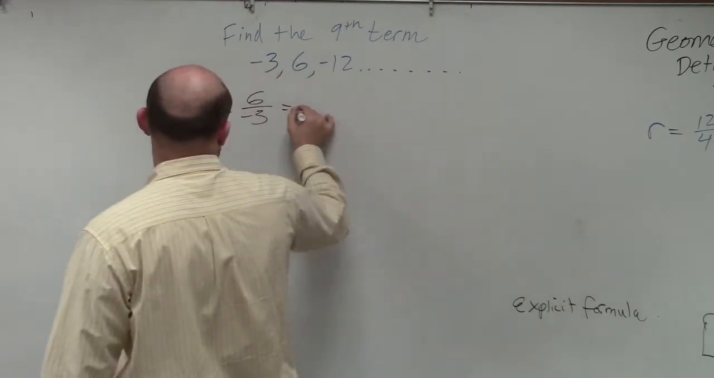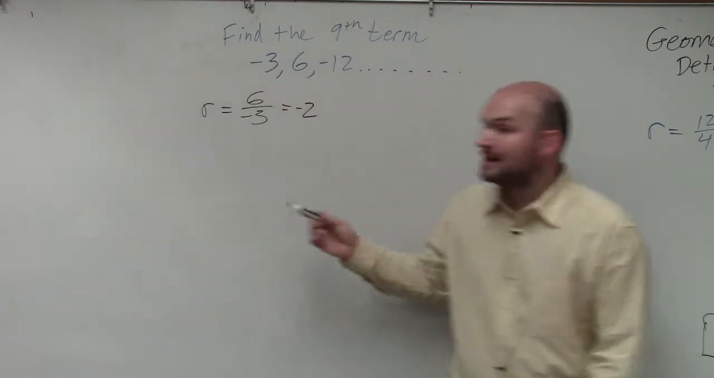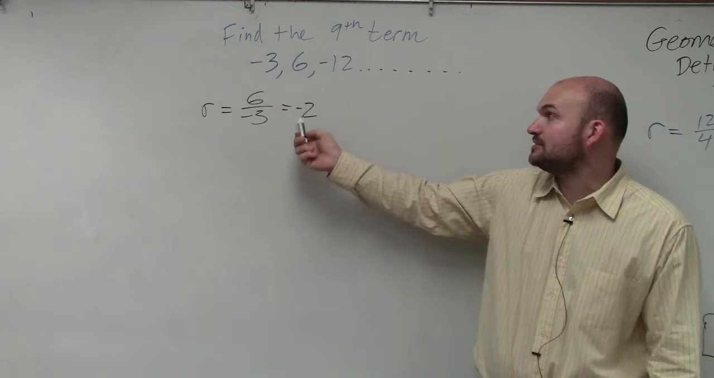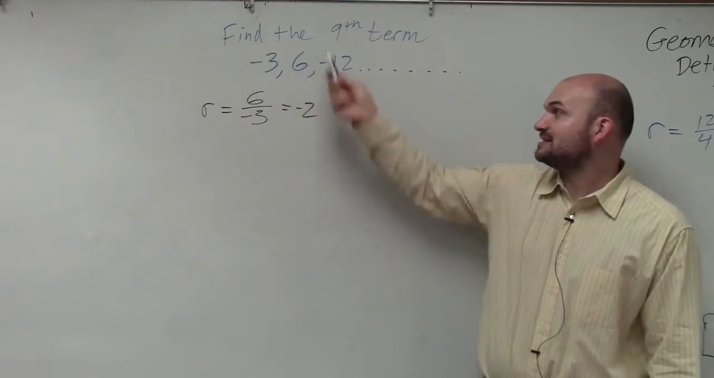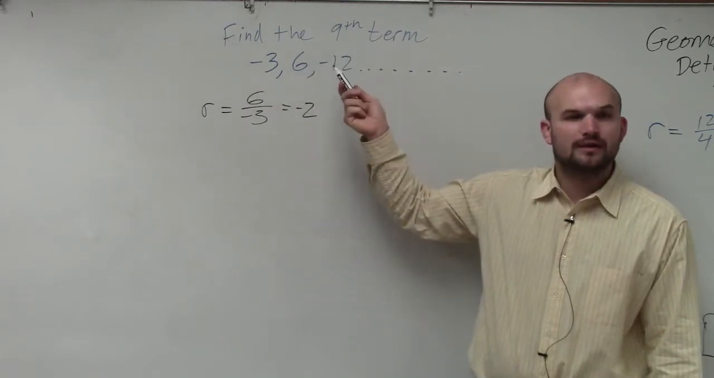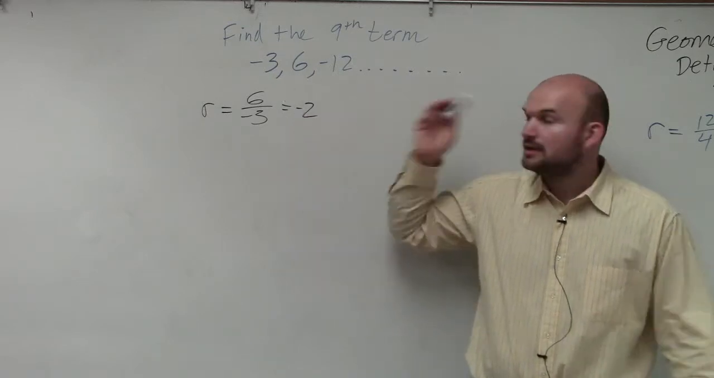So 6 divided by -3 is -2. So that means if I multiply -3 times -2, I get 6. Well, if I multiply 6 by -2, does that give me -12? Yes. So it works out, right?